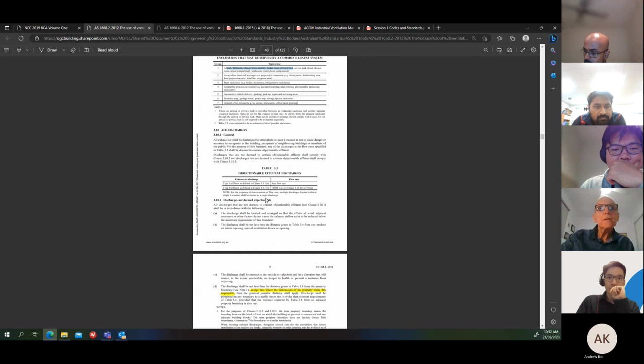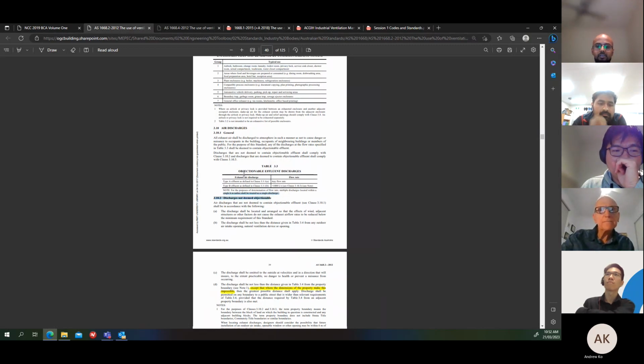There's a table here, objectionable effluent discharges. This is talking about kitchen exhaust or industrial exhaust compared with discharges not deemed objectionable. So that's a good one to have a look through because that will come up again and again.